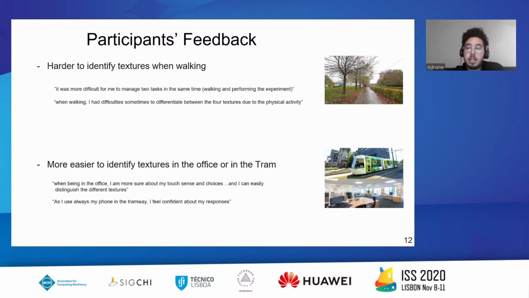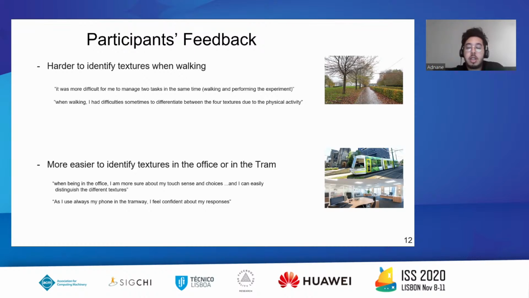And another stated that when walking, I had difficulties sometimes to differentiate between the 4 textures due to the physical activity. In contrast, participants stated their satisfaction in recognizing texture when being in the office or in the tramway condition. For the office environment, one participant said that when being in the office, I'm more sure about my touch senses and choices, and I can easily distinguish the different textures. And another stated, for the environment context, as I always use my phone in the tramway, I feel confident about my responses.